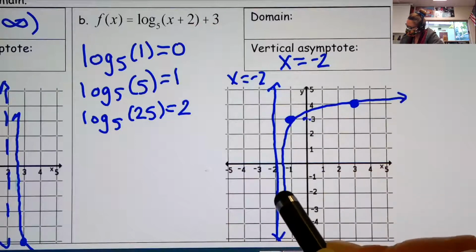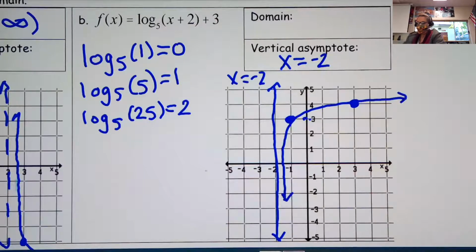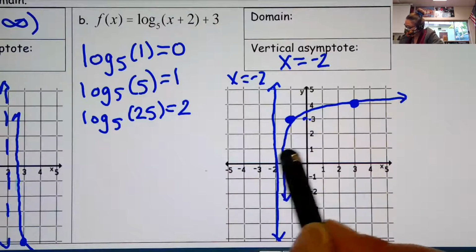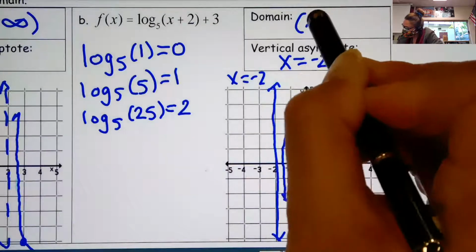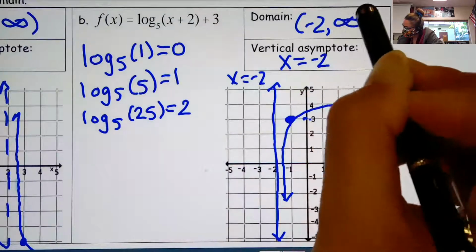And here is my log. My domain for this is going to be from my asymptote out. So that's going to be -2 open bracket to infinity.